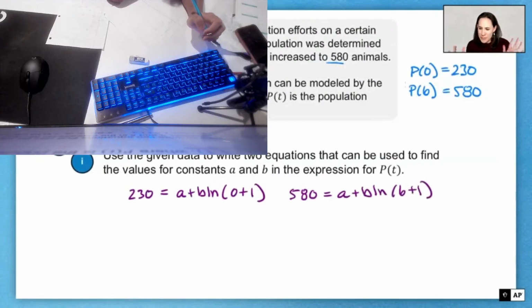And I'll mention real fast, my 6 there looks really wonky. On your AP exam, make sure you're writing clearly for your AP readers, because it's not your normal teacher who's reading this for you. So take that extra moment. Don't be like me and make a wonky 6 that looks like a b. Make sure you're writing clearly so that they can read what you intend for them to read.